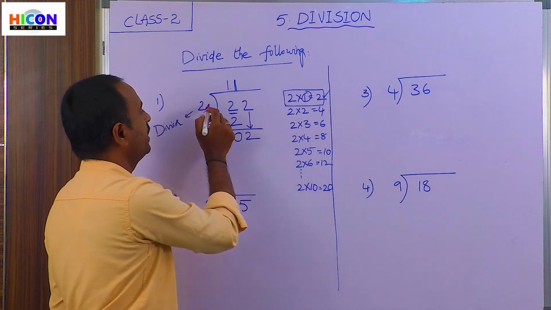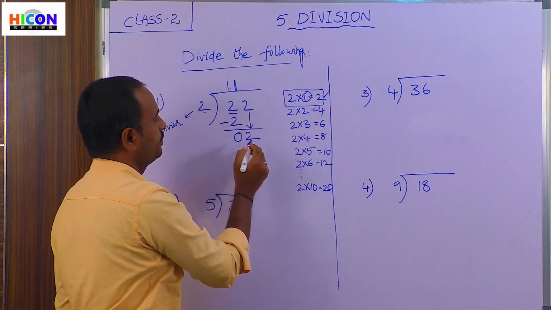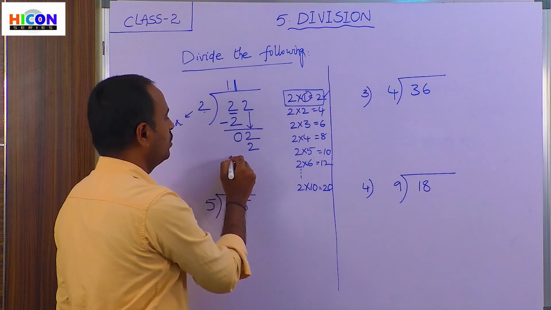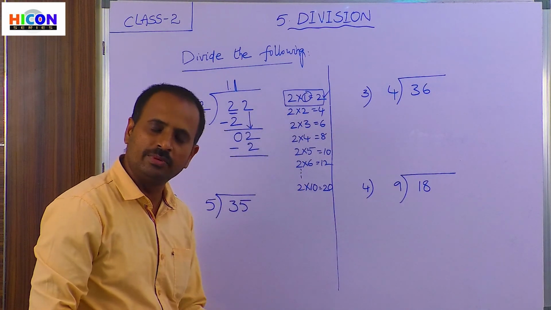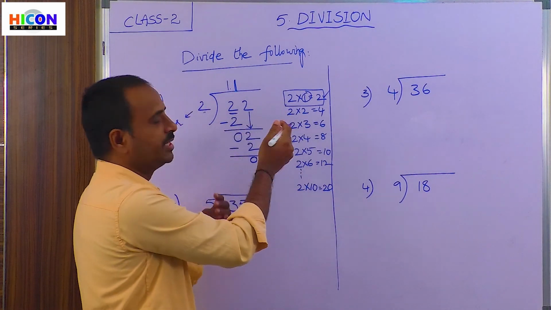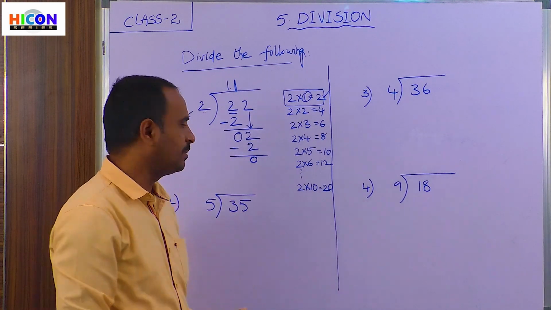So again multiply 2 into 1, that is 2 ones are 2. So now subtract here. That is 2 minus 2. How much, children? 2 minus 2 is again 0. And there are no digits after the 22. So that's why the division is completed.